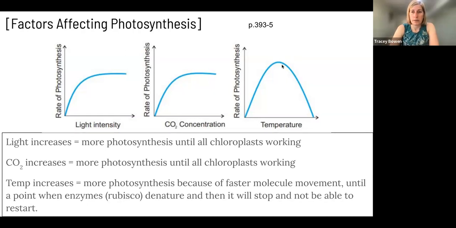But as we've learned about enzymes, if the temperature gets too high, then the enzyme will denature and then it will just stop working. So Rubisco is that enzyme. It's the most important enzyme on the planet because it provides all of our oxygen and allows all of our plants to live. If we get plants too hot, then Rubisco will denature and then it will stop working and then photosynthesis will just stop.